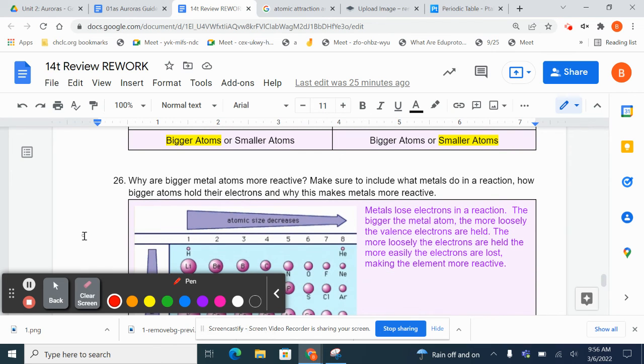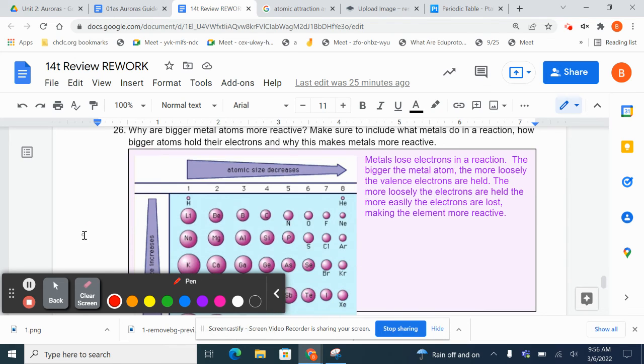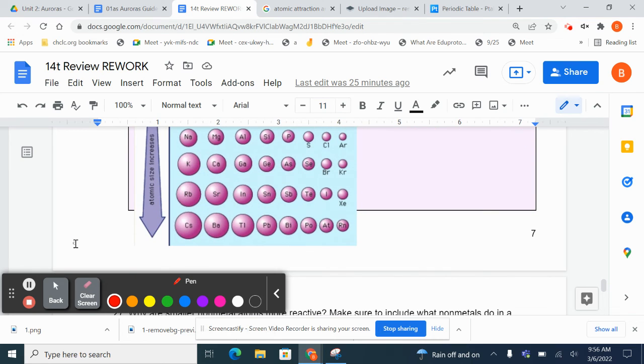All right, so why are bigger metals more reactive? This is just summing up everything that we've talked about. We know metals lose electrons in a reaction. The bigger the metal, the more loosely the valence electrons are held. The more loosely the electrons are held, the more easily the electrons are lost, making them more reactive. So if we look at the picture to the left here, this element, cesium, is the biggest metal in this picture, so it would be the most reactive.